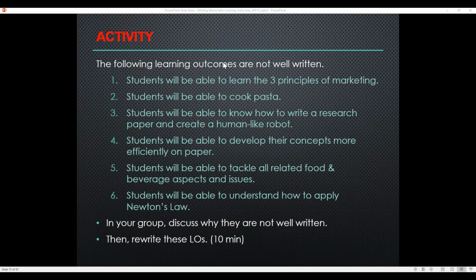Students will be able to develop their concept more efficiently on paper. This one I know. Students will be able to develop. Okay, I think develop should be fine, right? Yeah. To develop paper prototype to show their concept effectively. Something like that. Okay, to show their concept effectively. Okay.